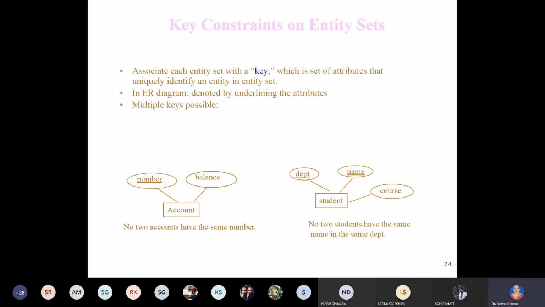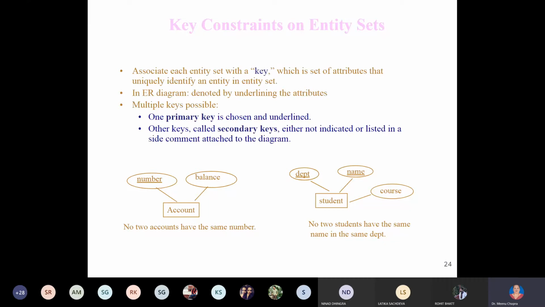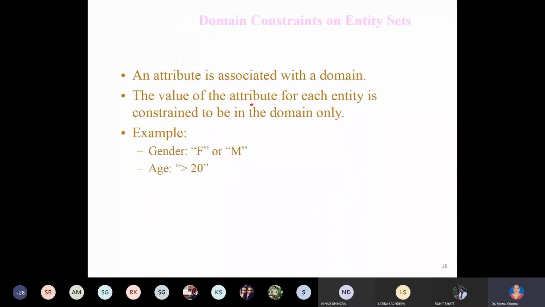So these are the key attributes. Once you have chosen your primary key, which is marked with an underline, all other keys are referred to as secondary keys. So one is your primary key and the others are your secondary keys. Similarly, attributes come with a domain, as I told you in the morning, the set of values.